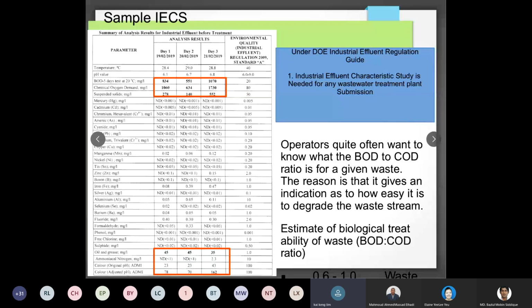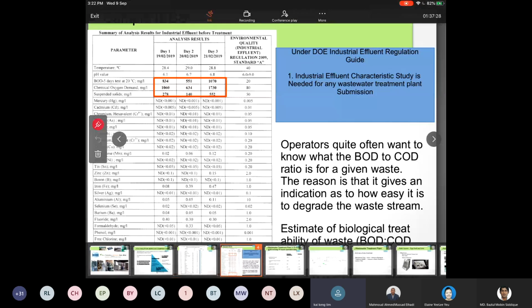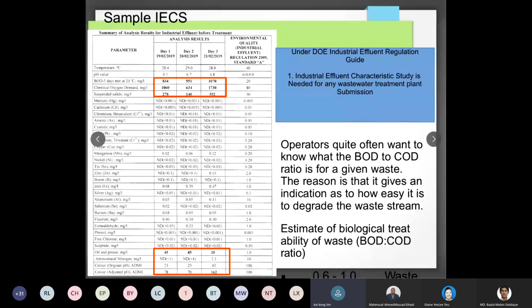Day number one, day number 2, and day number 3. So after that, what you need to do is actually study what is the parameter which is not complying.